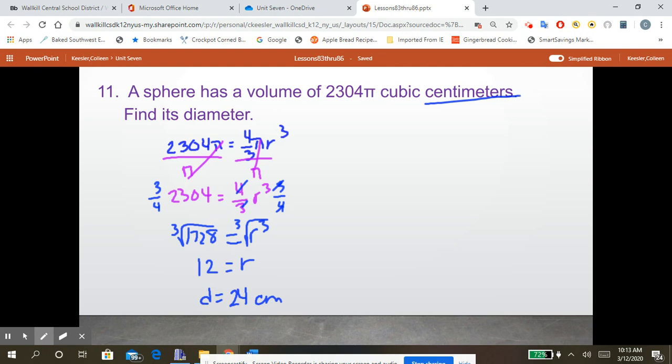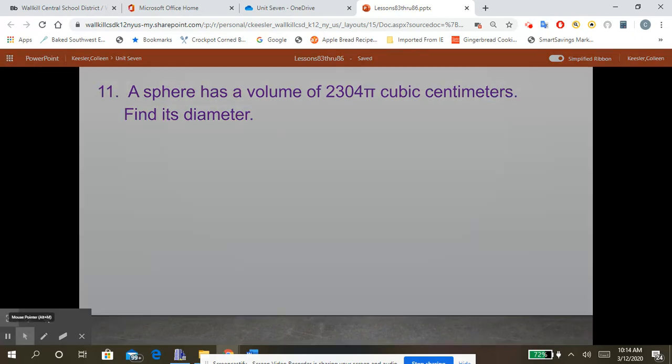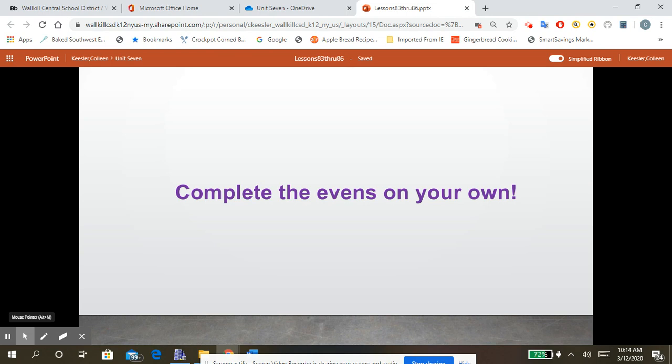Okay, so a lot of work here. Take your time, try to follow those as models, and do the ones that we did not do together on your own. Check in with me so I can be sure that you've got them all right, and then you can move on to your exit tickets and homework.